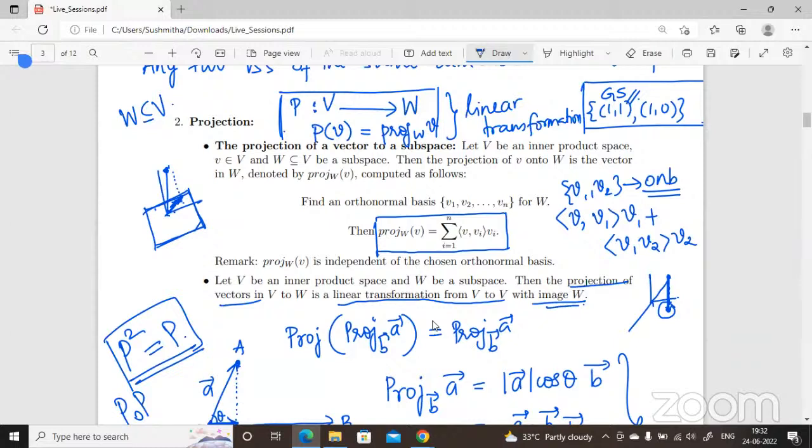Now, we have a linear transformation, so we can talk about the matrix of the linear transformation. That matrix will also satisfy P squared equals P. If a matrix is given, how do you check whether it corresponds to a projection or not? Matrix A squared equals A. If A squared is not equal to A, we know for sure it is not a projection.